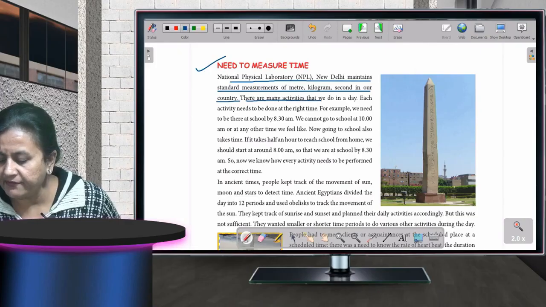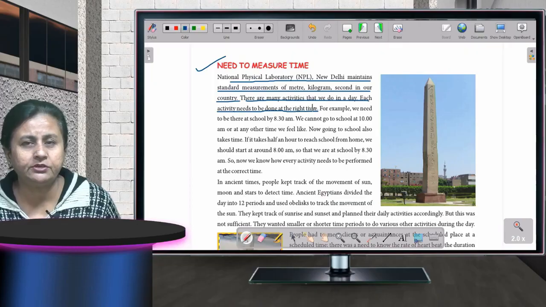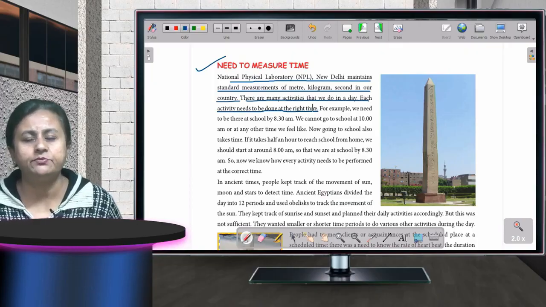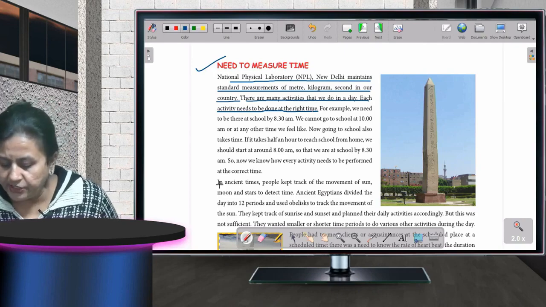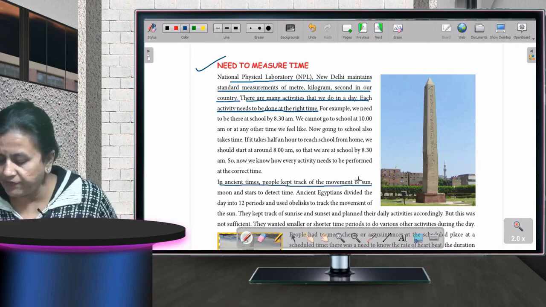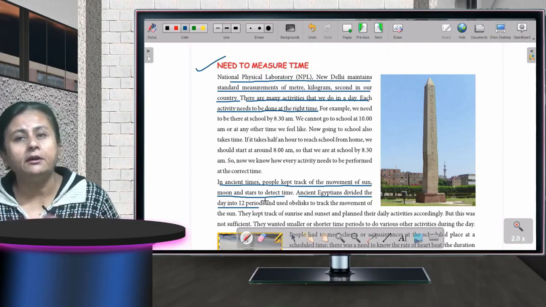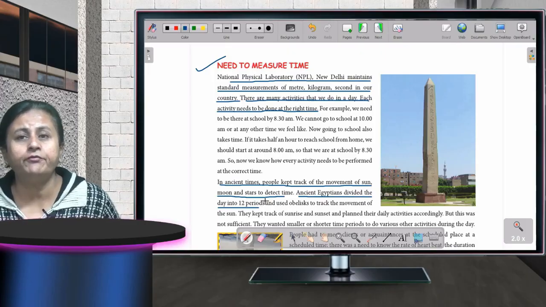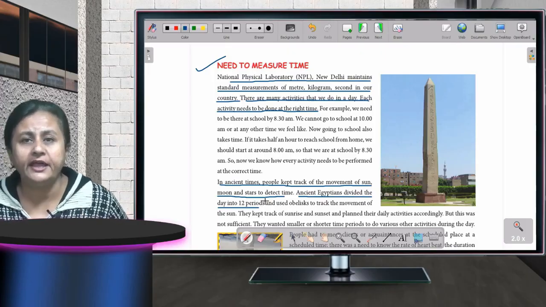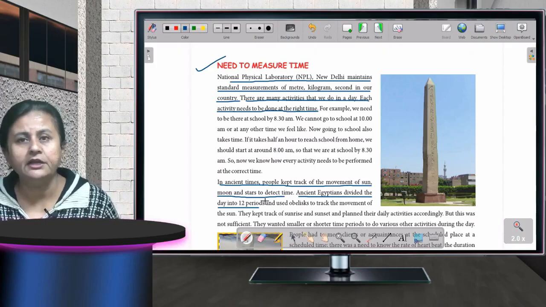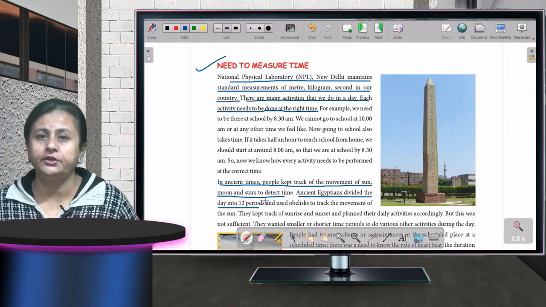There are many activities that we do in a day. Each activity needs to be done at a right time. That I told you right now also. Whatever activities we are doing, it has to be done on a proper time. Now, in ancient times, people kept track of the movements of sun, moons and stars to detect time. Ancient Egyptians divided the day into 12 periods. But now our day is divided into 24 parts. That means a day has 24 hours. But earlier during the Egyptian times, the time was divided into 12 periods.